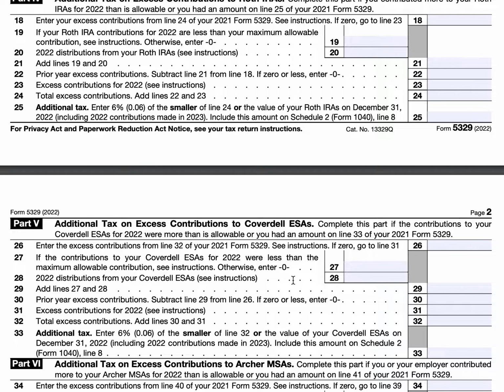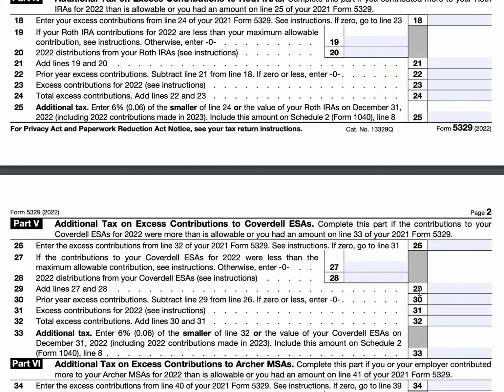For line 28, you'll enter the current year distributions from your Coverdell ESAs. Do not include rollovers or withdrawn excess contributions. For line 29, you will add lines 27 and 28. And for line 30, you will subtract the result from line 29 from the number that is in line 26. This represents your prior year excess contributions. If this number is 0 or less, enter 0.